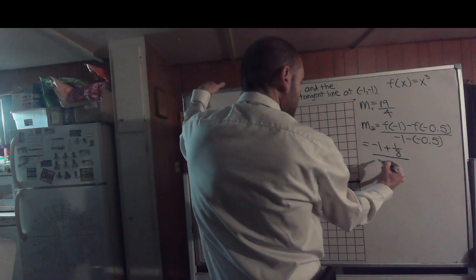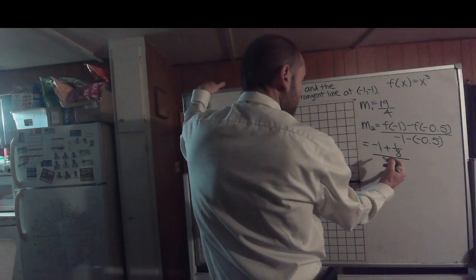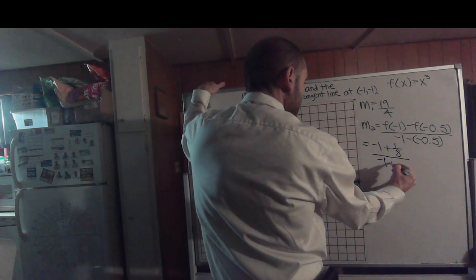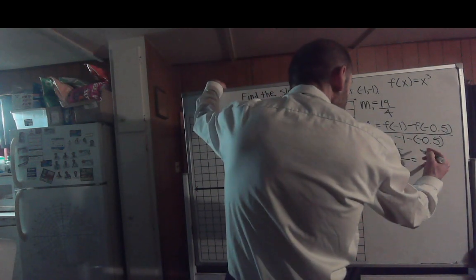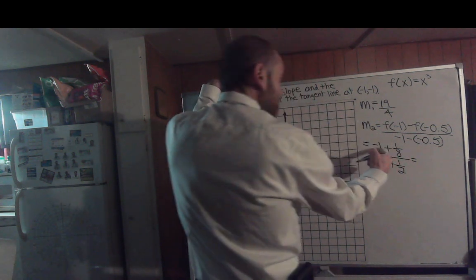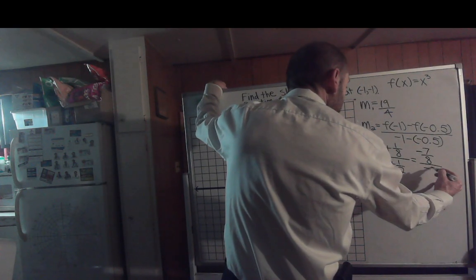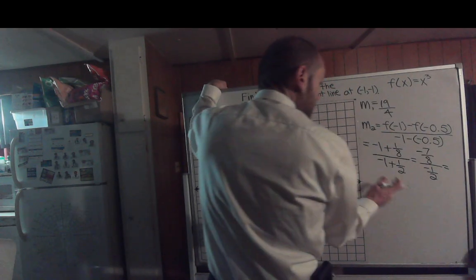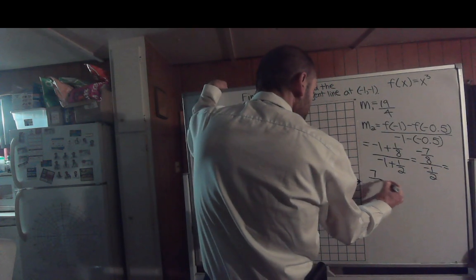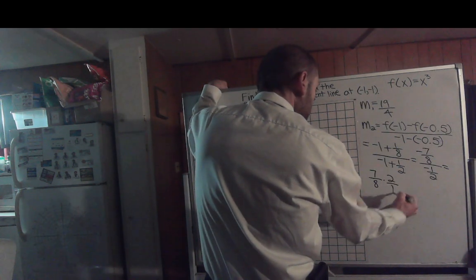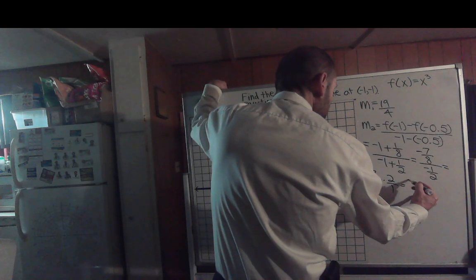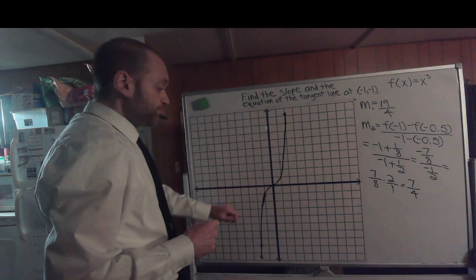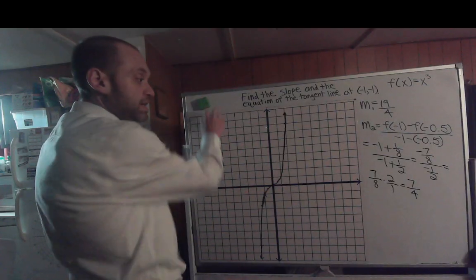Divided by -1 minus -0.5. Well, that's -1 plus 1/2. So you're going to actually then end up with, see, -1 is -8/8, so that would give you -7/8 divided by -1/2. Well, your negatives are going to cancel out, so you would get 7/8 times 2 over 1, which would end up giving you 7/4. So the slope from -1 to -0.5 is 7/4.